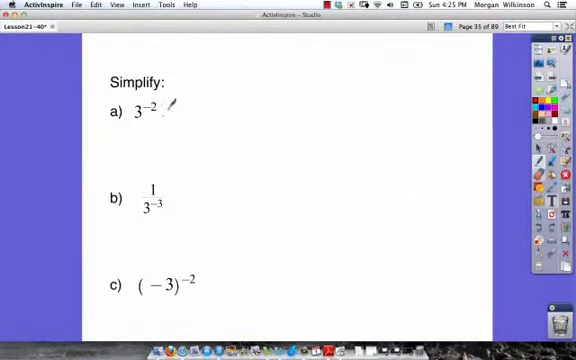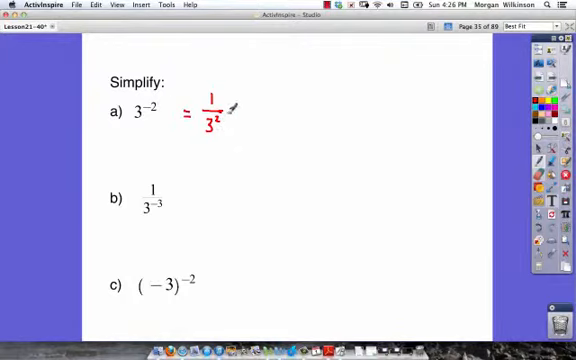Now our first three problems. A. What we want to do is simplify 3 to the negative second power. Now we said, if we want to take a negative power and turn it into a positive power, we take the whole thing from the numerator to the denominator. So we're going to get 1 over 3 to the second power. That eliminates our negative power.